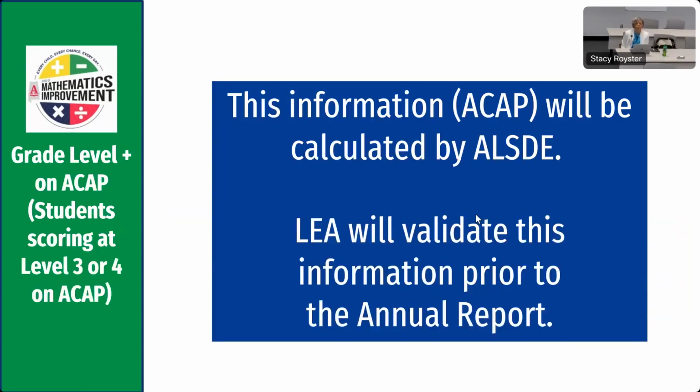The next few reports use data that is validated through the LEA. The first is the short name, grade level plus on ACAP, which means which students were deemed proficient. By law, proficient is defined as scoring at a level 3 or 4 on ACAP. Although the ACAP information is going to be calculated by the ALSDE, each school district is to validate this information prior to its submission in the annual report.